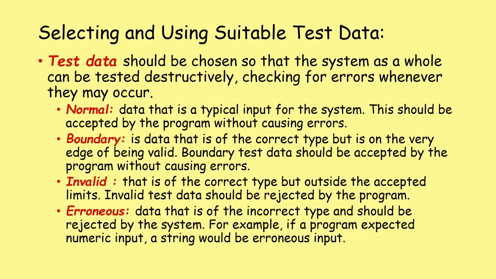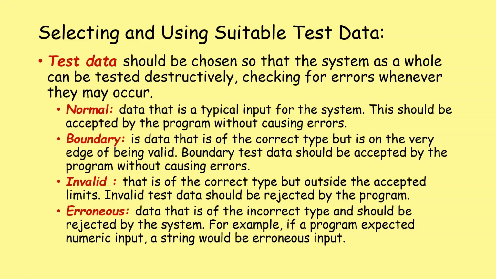Normal, data that is typical input for the system. This should be accepted by the program without causing errors. Boundary. This is data that is of the correct type, but is on the very edge of being valid. Boundary test data should be accepted by the program without causing errors. Invalid. This is of the correct data type, but outside the accepted limits. Invalid test data should be rejected by your program. Erroneous. Data that is of the incorrect type and should be rejected by the system. For example, if a program expects numeric input, a string would be erroneous input and vice versa.